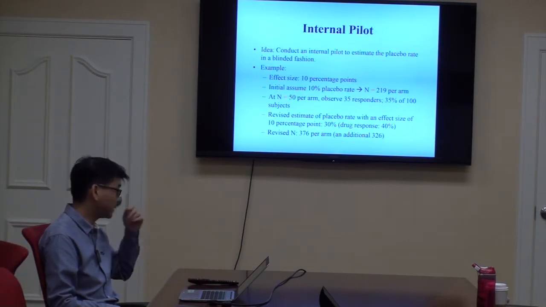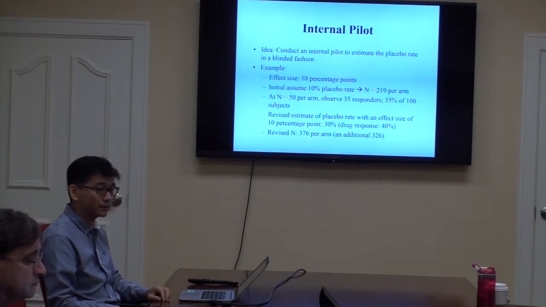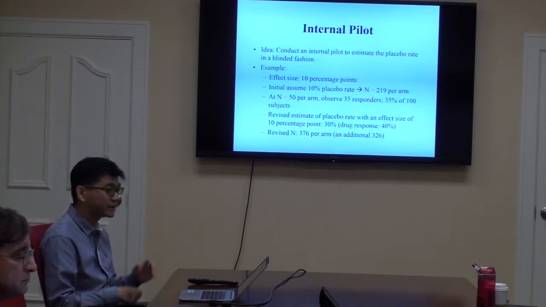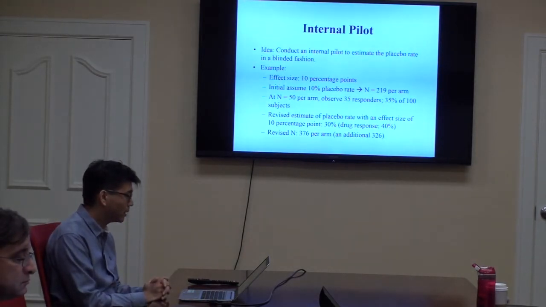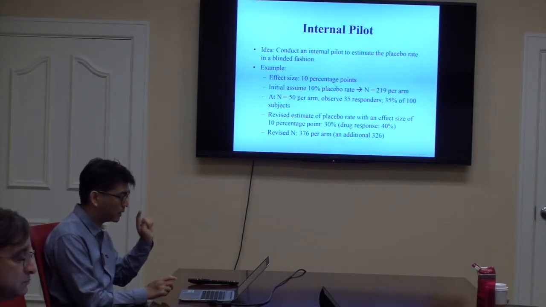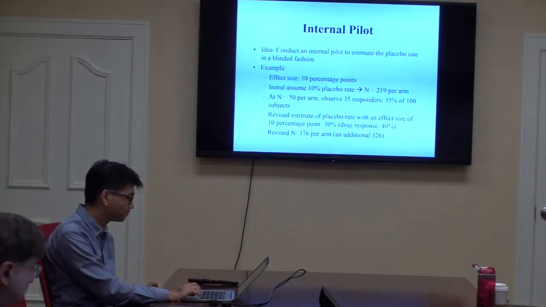and raise it to 376 per arm in total, meaning that you need to enroll another 326 in addition to the 50 per arm. So this is a simple calculation, it should not be too complicated. The nuance here is that the response rate is calculated blinded, so under the assumed effect size.